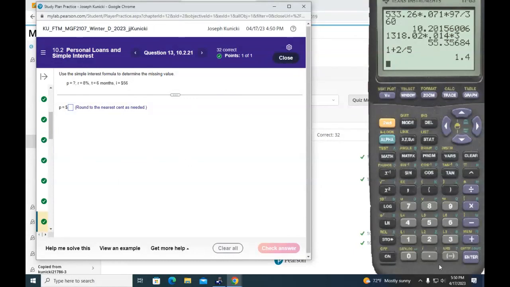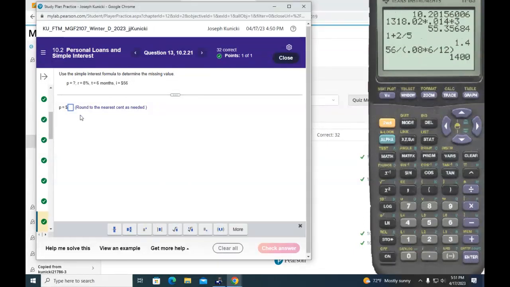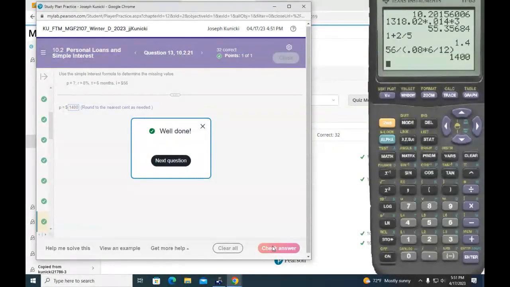All right, so it's really simple. Just find I, 56, divided by parentheses. R is 0.08. Everything else is the same, and the 6 months. So it's an annual rate of 8%. So I just do 6 divided by 12 because it's half a year. I've got to turn it into years. So $1,400 is the principal. And when you get a number with a lot of zeros like that, a whole number, it's nice, right? You go, I got the right number. Let's see if that's right. Yep, I got the right number.